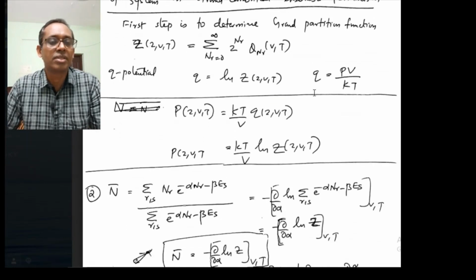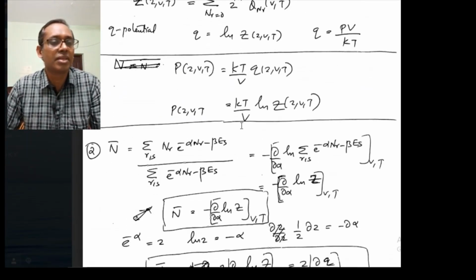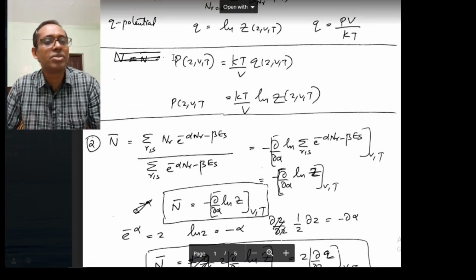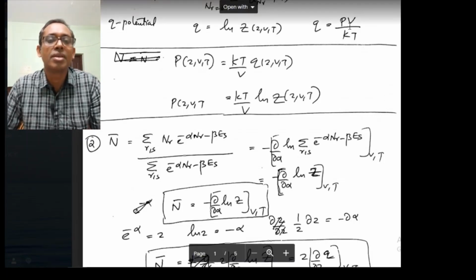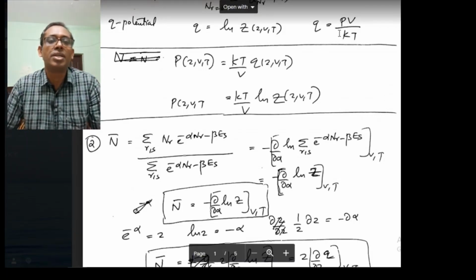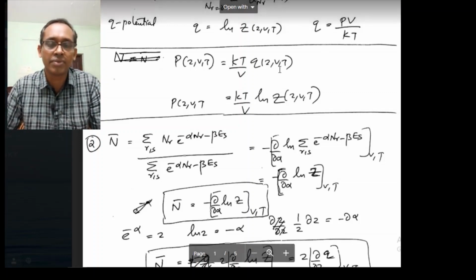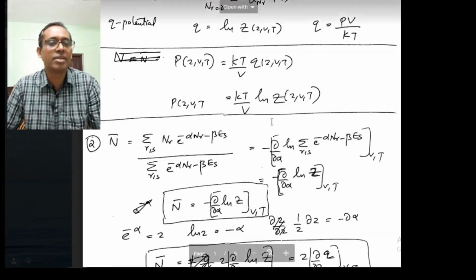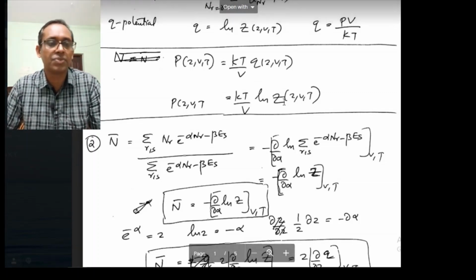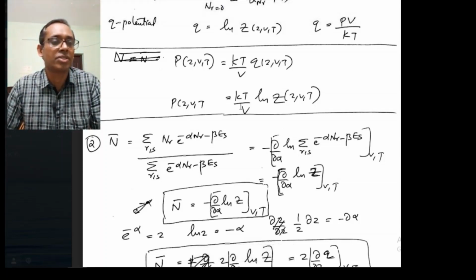So once we have the grand partition function and Q potential with us, the first thing that we can do is we can determine the pressure. Pressure is KT by V Q, the Q potential, or it is KT by V log of the grand partition function, because we know Q potential is log of the grand partition function.